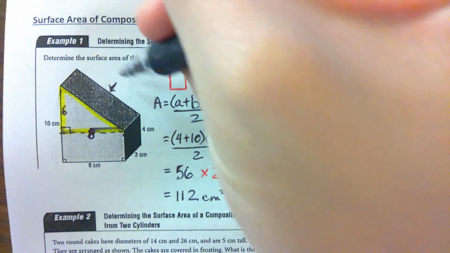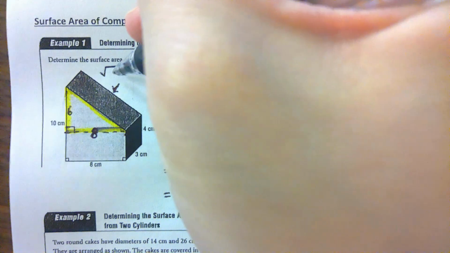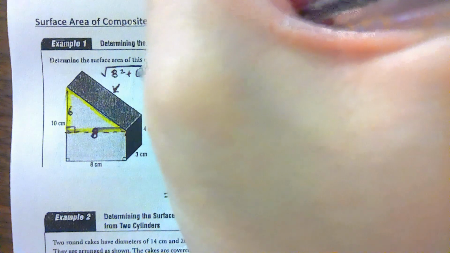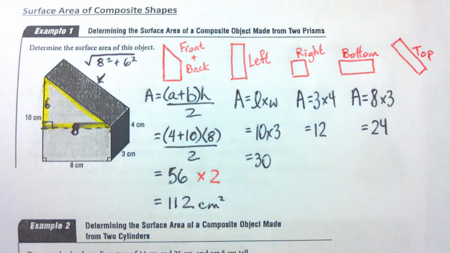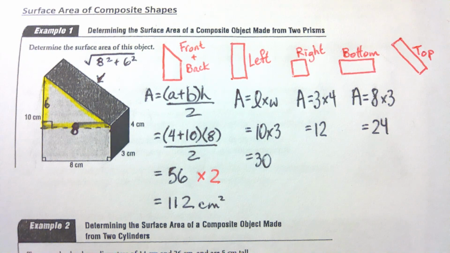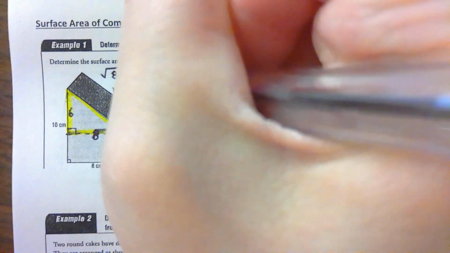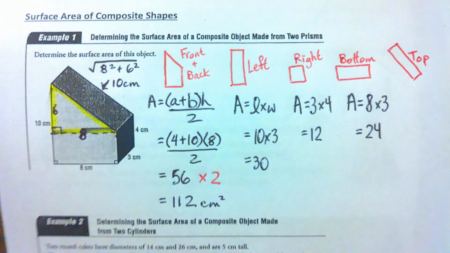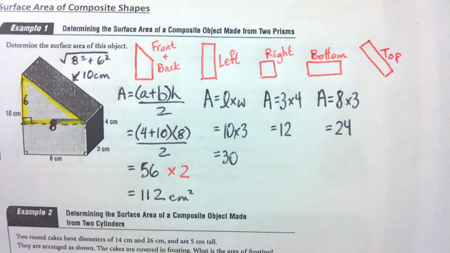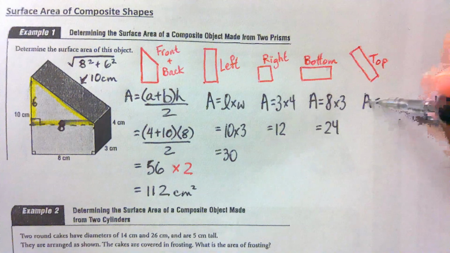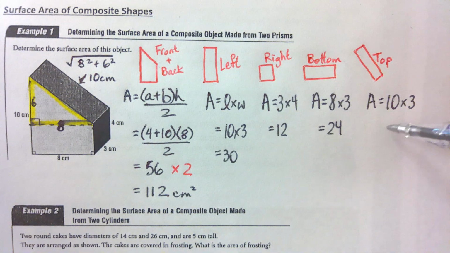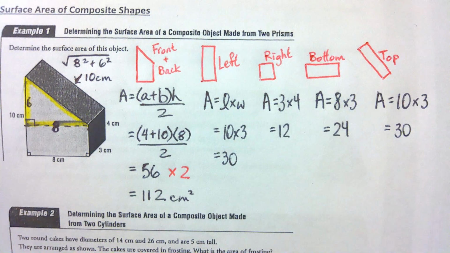So 6 and 8. I'm looking for the hypotenuse, so I'm just simply doing 8 squared plus 6 squared, and then square rooting it. So 64 plus 36 gives me 100. Square root of 100, that means this is 10 centimeters. Okay. So then now I have the dimension of this rectangle, which is 10 by 3 and then 30. There you go.